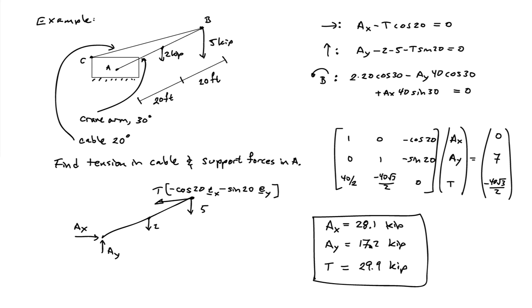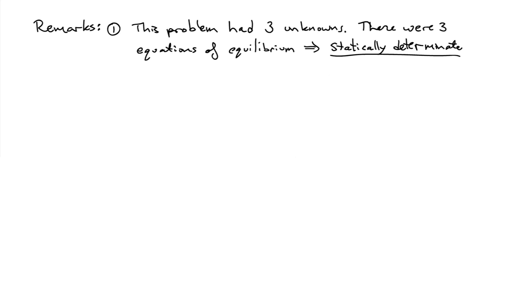So this is just a simple example of the application of statics in a 2-dimensional setting to a simple engineering problem. So one thing to notice about this problem is that there were 3 unknowns in the problem. So there were the 2 support reactions at A and the tension in the cable, and there were 3 equations of equilibrium. So I had the same number of equations of equilibrium as I had unknowns in the problem. And when you have that situation, we call the problem statically determinate. So we're able to determine the unknowns of the problem using statics alone.